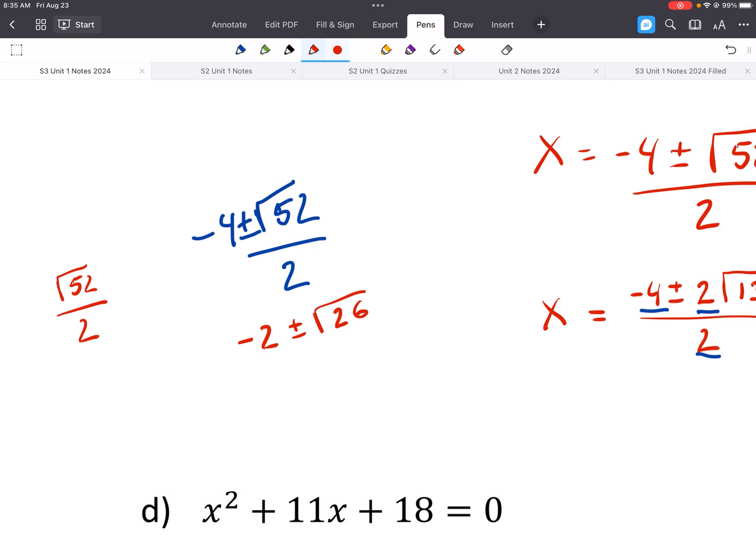But we can't divide something that's in a root by something that's outside of the root. Does that kind of make sense? If you were to divide, they both would need to be in a square root. So that would give us the square root of 26. Okay? So just be aware of that.